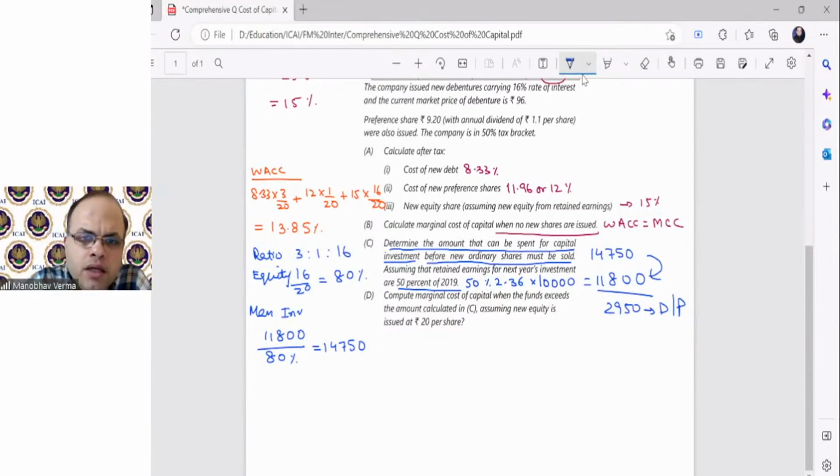Everyone okay, guys? Point C is clear. I think probably a couple of you were asking me about the concept of marginal cost of capital, which is now getting much clearer with this comprehensive illustration. Till 14,750, no new equity is required. Guys, if it is clear to everyone, we can move to the last leg of the question, part number D. Question number D here.